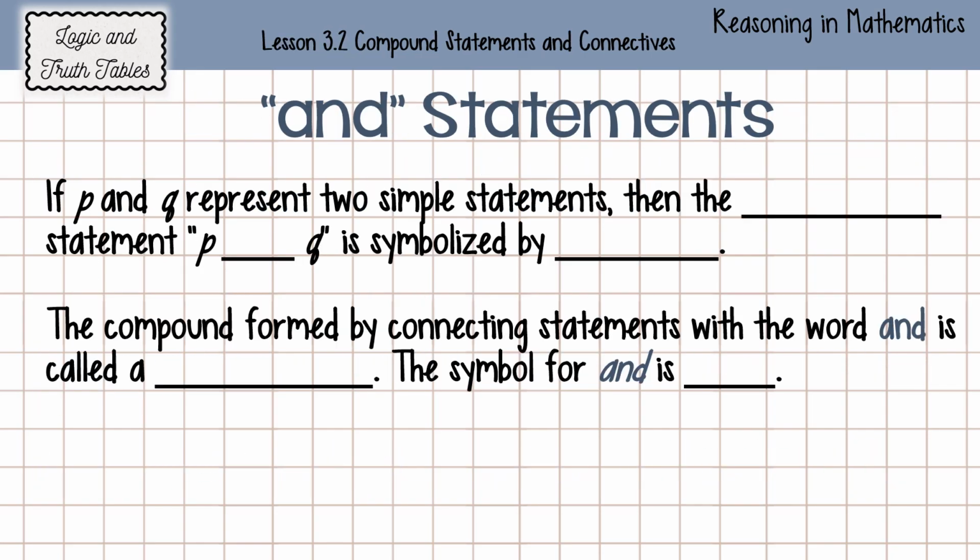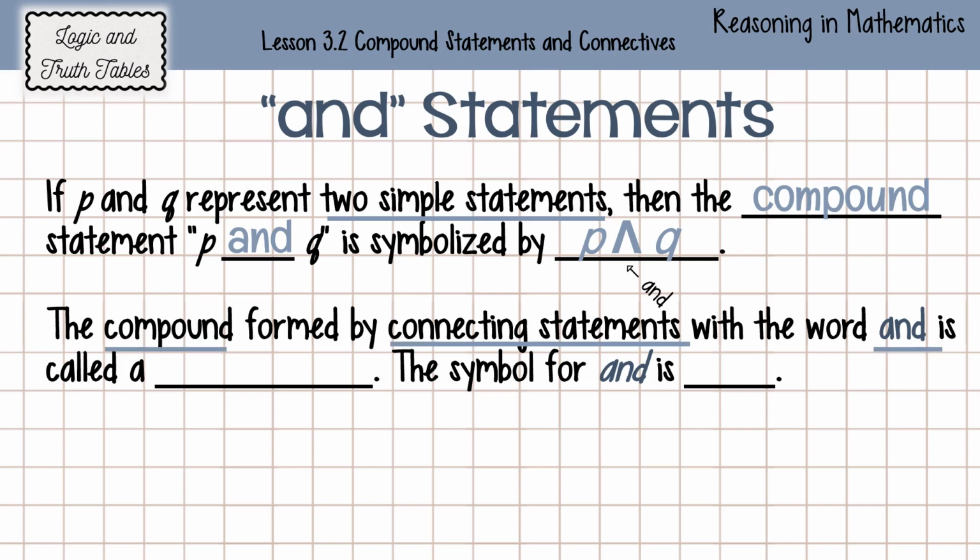And statements. If P and Q represent two simple statements, then the compound statement P and Q is symbolized by this. That symbol is a mathematical symbol. It looks like an upside down capital V, but it's a mathematical symbol and it stands for and. The compound formed by connecting statements with the word and is called a conjunction, and the symbol for and looks like an upside down capital V, but that's the mathematical symbol for and.